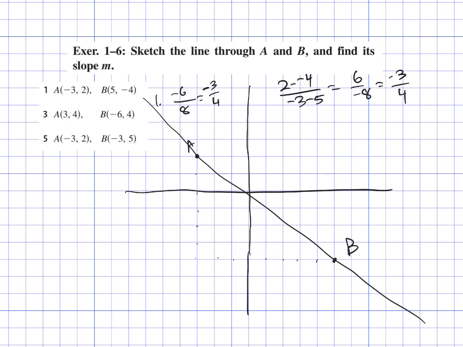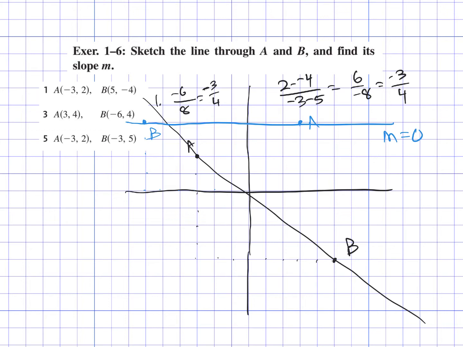So number 3, we'll do in blue. A is at (3, 4), and B is at (-6, 4). 1, 2, 3, 4, 5, 6. 1, 2, 3, 4. Okay, so that's B. Notice this is a horizontal line, so our slope m is 0.